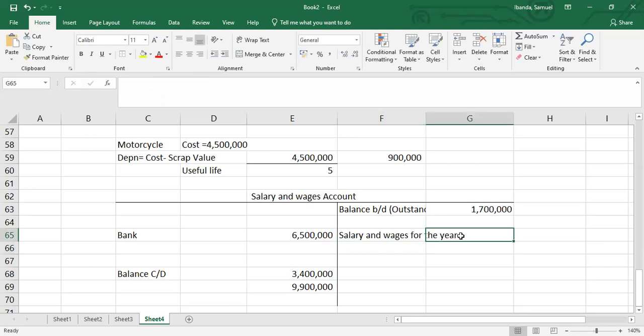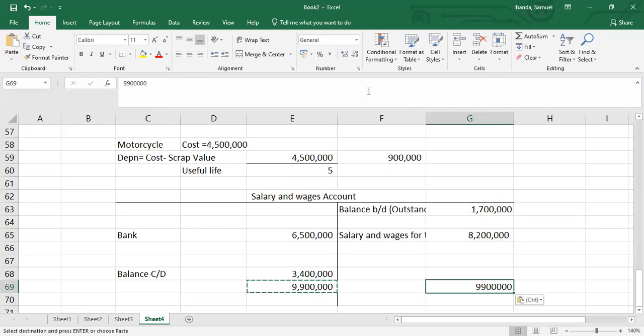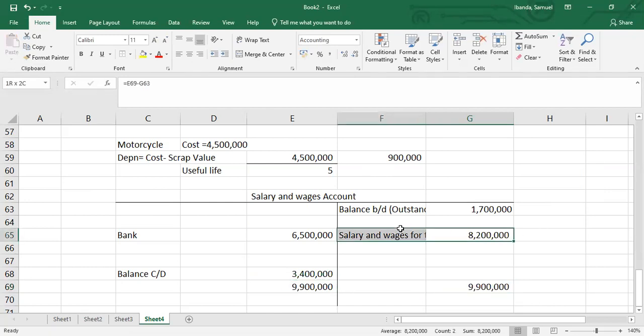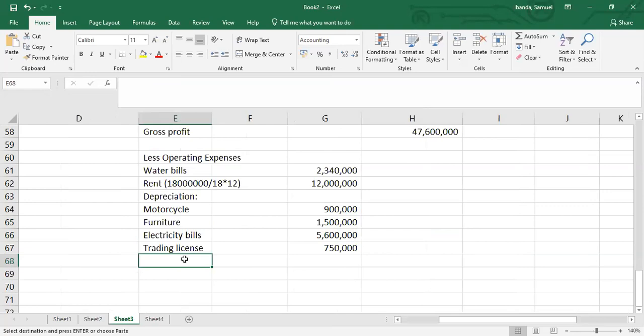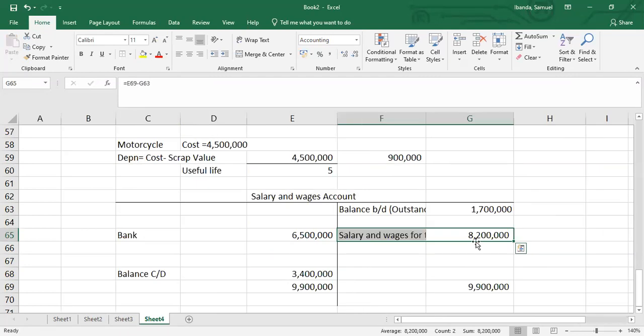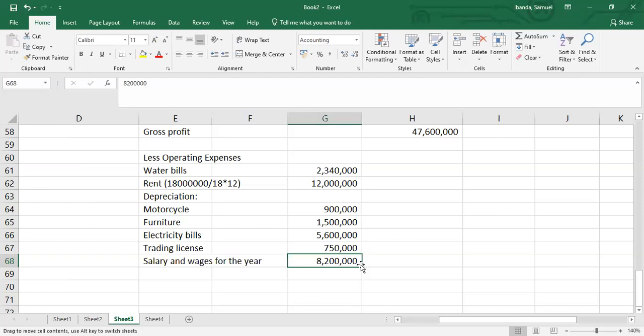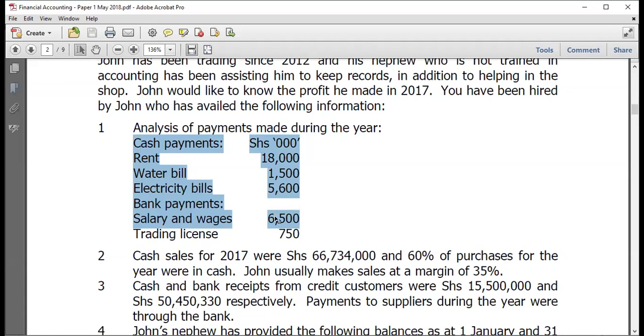The salaries and wages for the year, which is 9 minus this 1.6, it's 8.2, our answer. So these salaries and wages for the year are the ones that we take to our P and L. As you've determined it here, you now bring it right here. So yours is now to look through the question and see, is there anything that I have left out? At least all this I recorded.